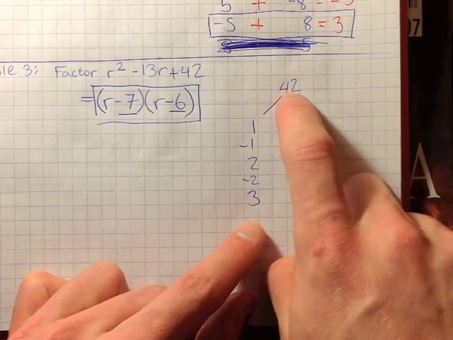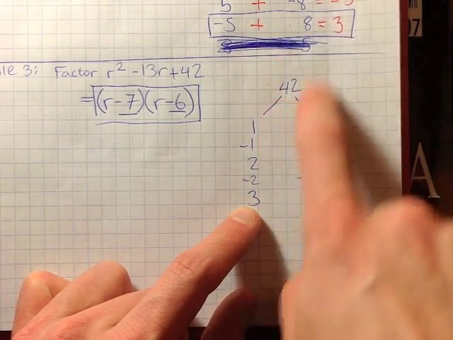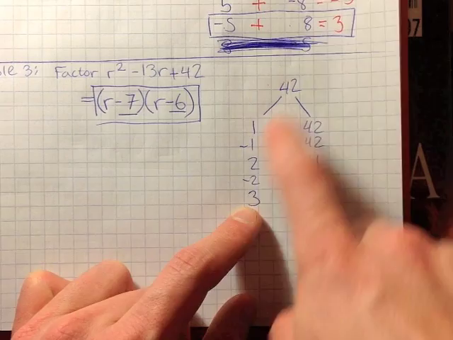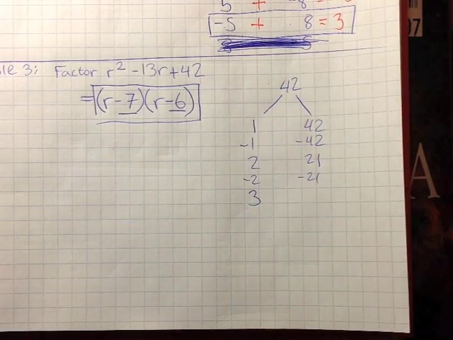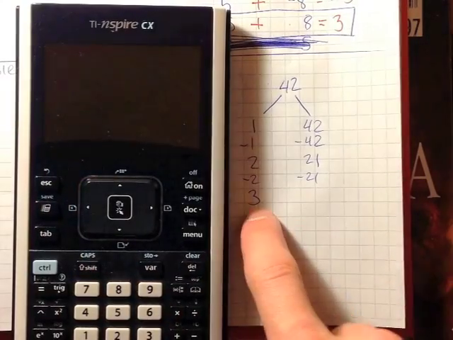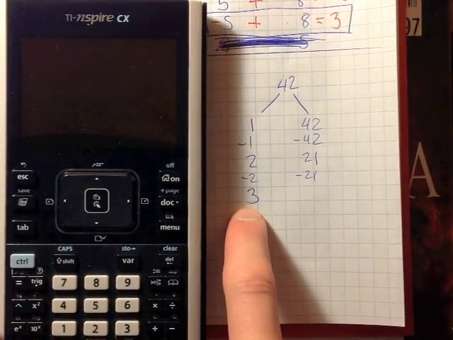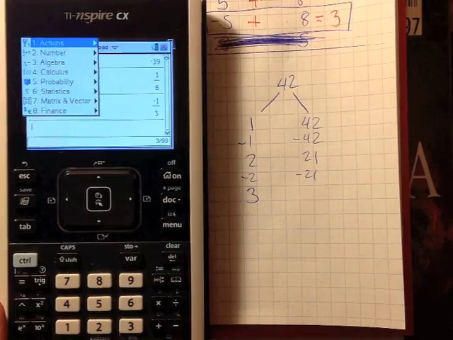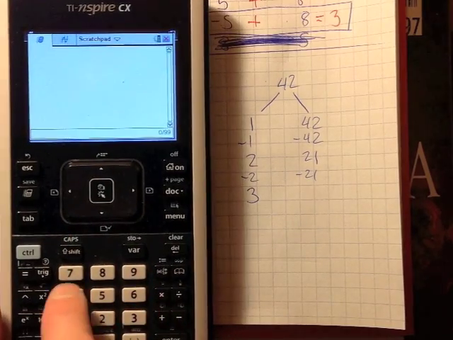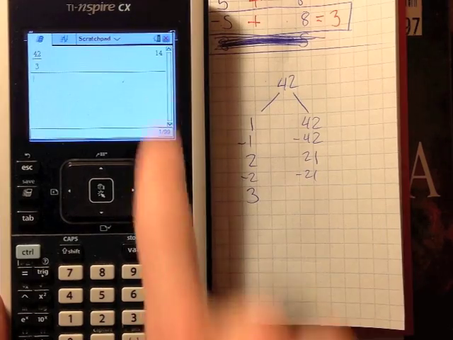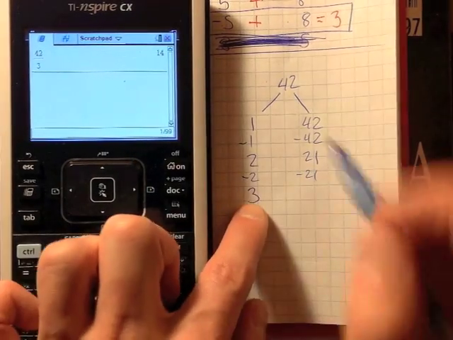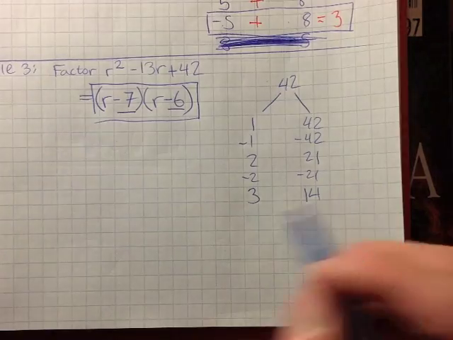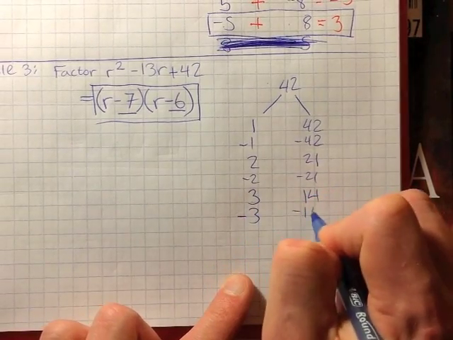I know that 42 is divisible by 3 because of the divisibility rules, right? The sum of the digits is 6, which is divisible by 3. I don't know if you remember that from middle school or not. But if I'm struggling to think of what number times 3 gives 42, all you have to do is take 42, divide by 3. What do you get? 14. So 3 times 14 would give 42. So negative 3 times negative 14 would also work.